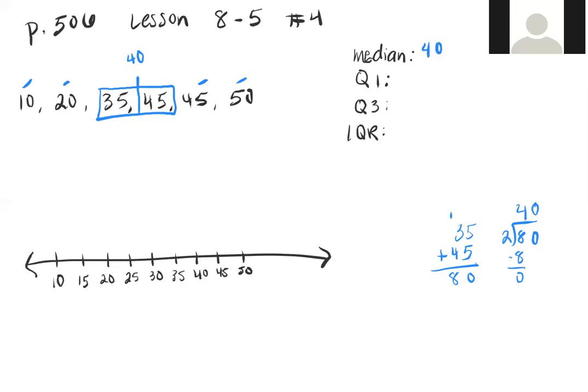Okay, now I need to find Q1. I need to find the middle of my lower half. And I picked this example specifically because we had an even number. So we found our median to be in between 35 and 45. So when we're finding the median of the lower and the median of the upper, we need to use that 35 and 45. So 35 is going to go into the lower, 45 is going to go into the upper. Okay, so the median of my lower, that is going to be 20. That's the middle number. And then the median of my upper is going to be 45.